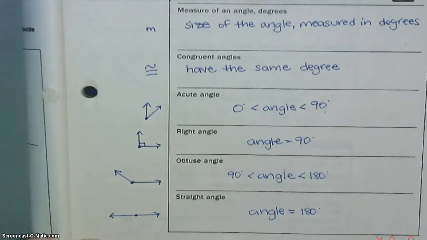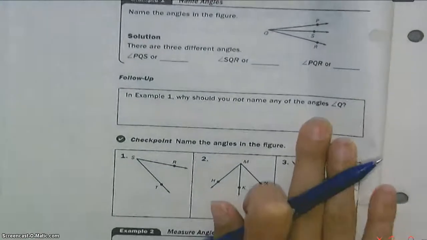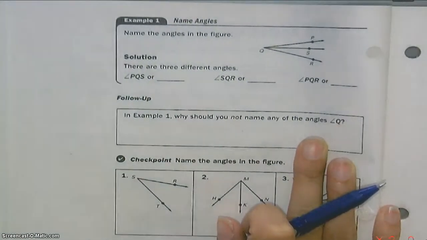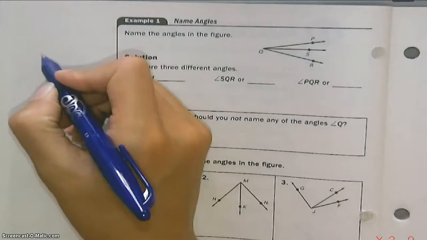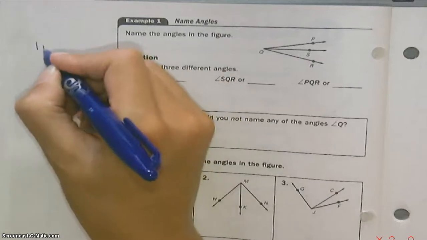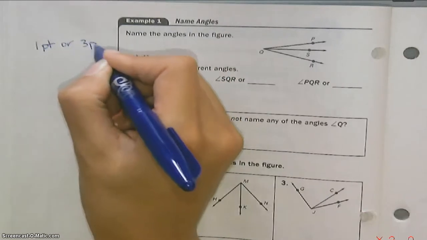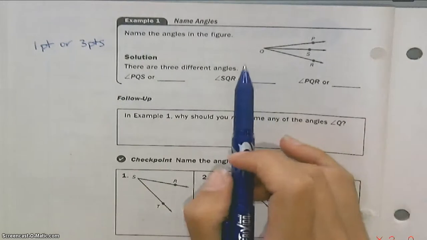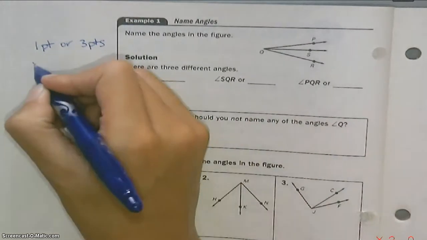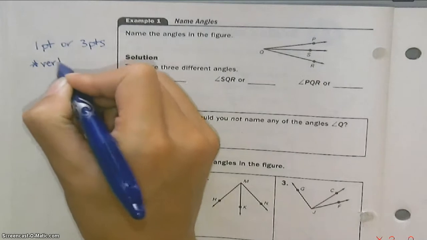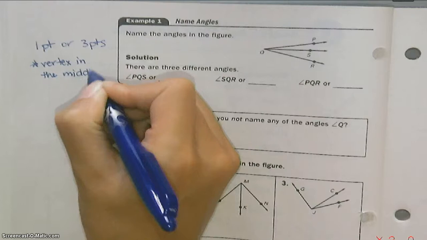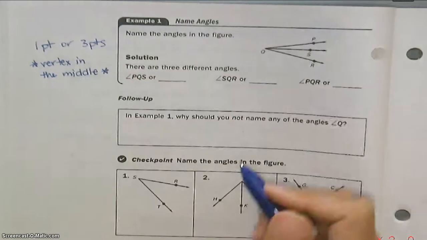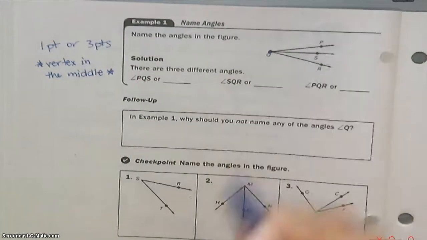All right, now let's try some examples. Naming the angles. All right, to name angles, we usually use 3 points. Sometimes you can just use 1 point or 3 points. It just depends. But you always put the vertex in the middle. Maybe make a note of that. Vertex in the middle. So the vertex is the elbow. So Q is always going to go in the middle.